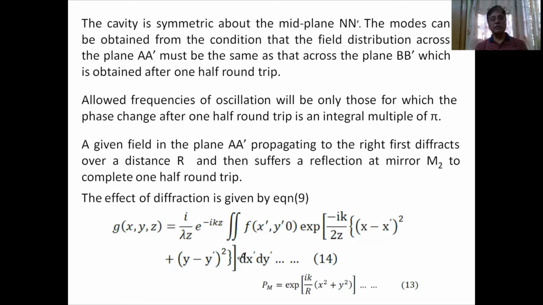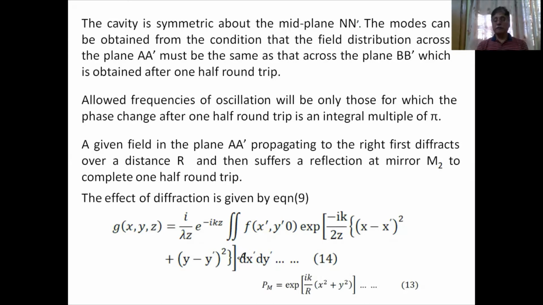The effect of diffraction was given by expression 9 in the last lecture, and I will quote that from there. G(x,y,z) is equal to i by lambda z e to the power of minus i k z, double integral f(x',y',0) exponential minus i k by twice z [(x minus x') whole square plus (y minus y') whole square] dx' dy'.